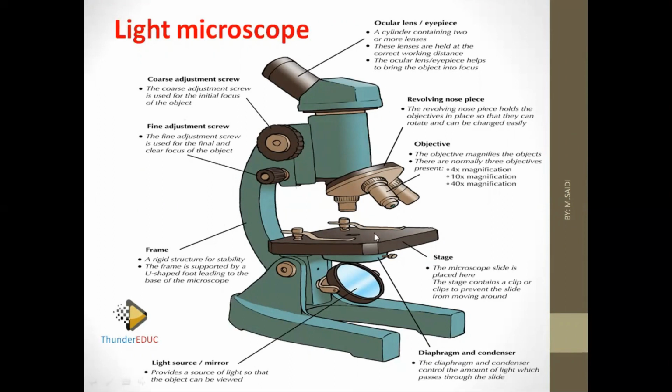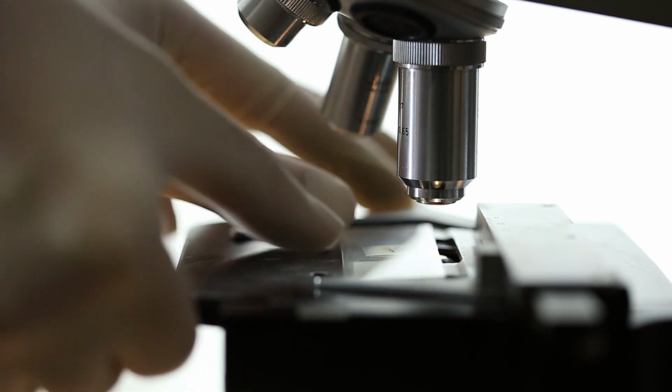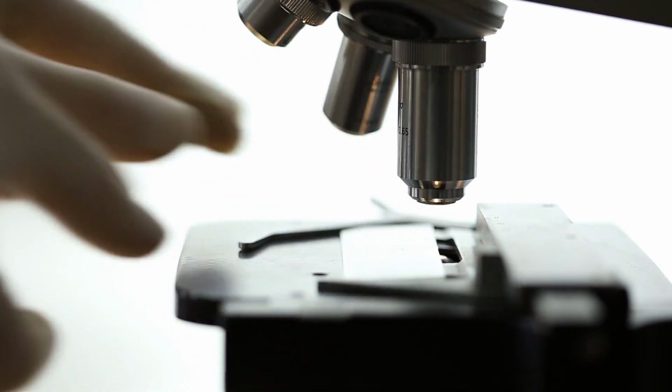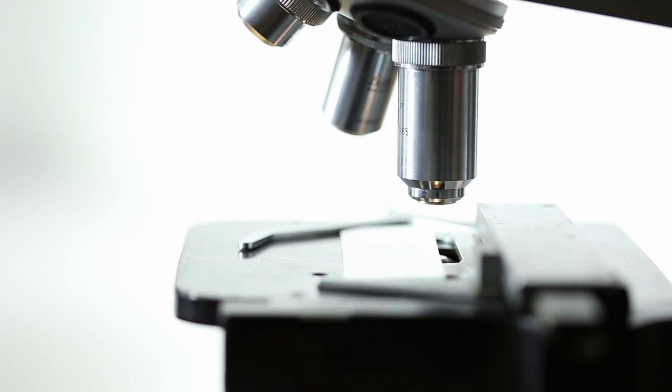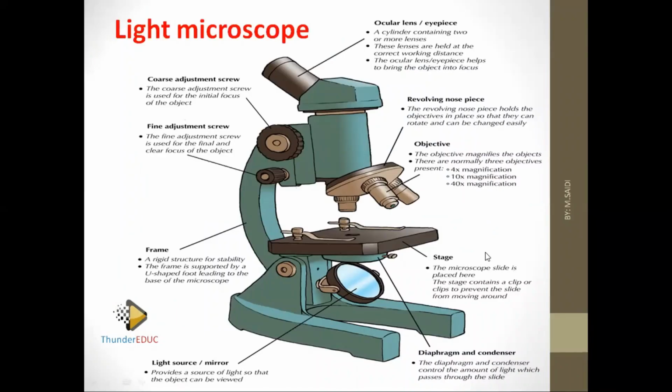Stage is where we put the specimen which we want to view, and then we have these other parts. These ones we call clips. When you put a slide with the object you want to view, the clips hold the slide so that it does not move up and down or left and right. Then you have this one, we call it the base.